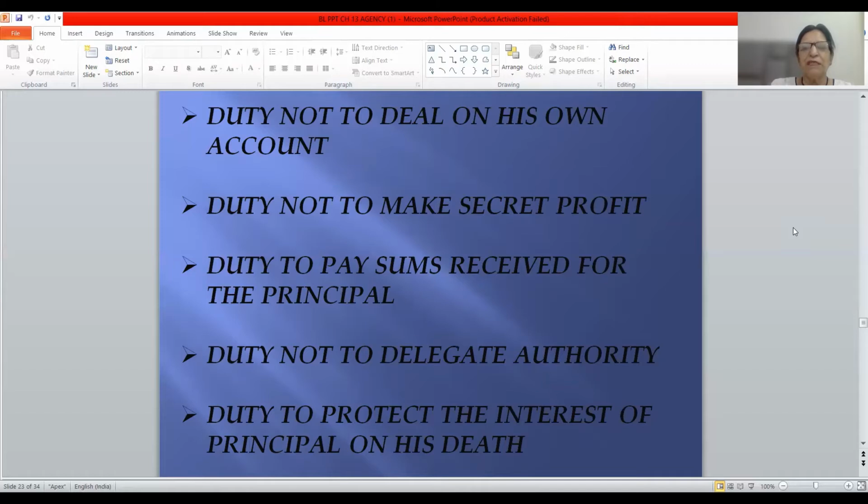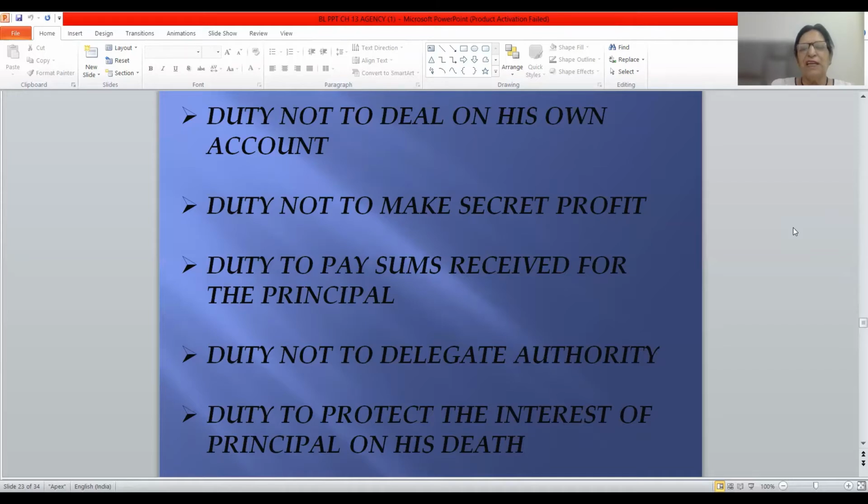Duty to pay sums received for the principal. He is selling the goods on behalf of principal. Or if he is raising the loan on the basis of pledge of goods, if the need arises, that is also on behalf of the principal. Whatever amount he has received, he should always hand over the entire amount to his principal.